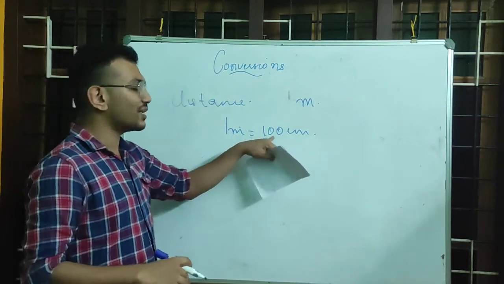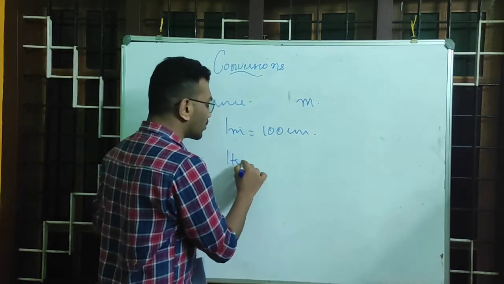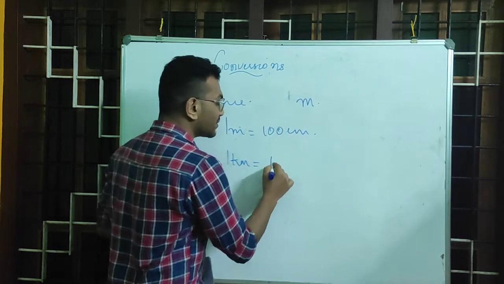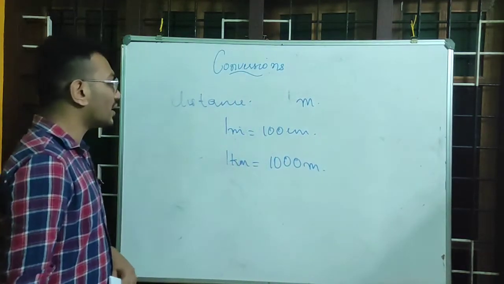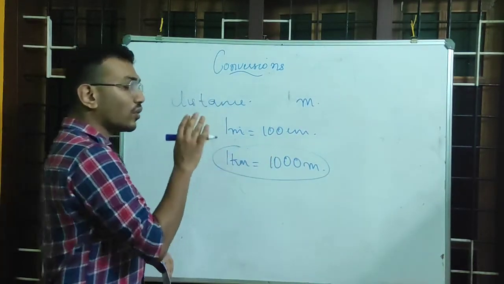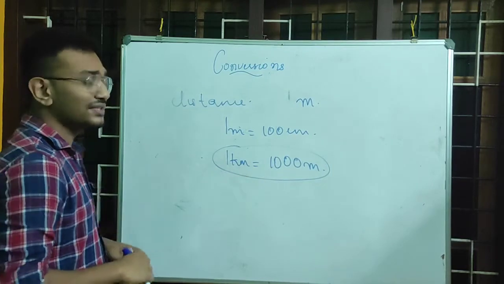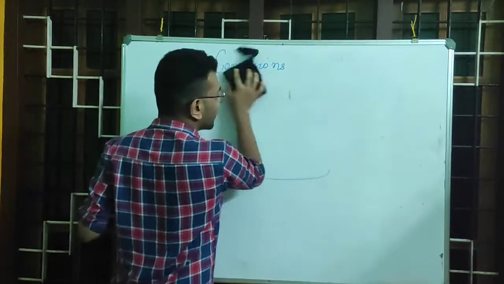So we know 1 meter is equal to 100 centimeter and 1 kilometer is equal to how much meters? It is 1000 meter, constituting 1 kilometer. This is very basic. 1 kilometer is 1000 meter. In most of the questions, this simple basic is applied. So let's do some conversion.